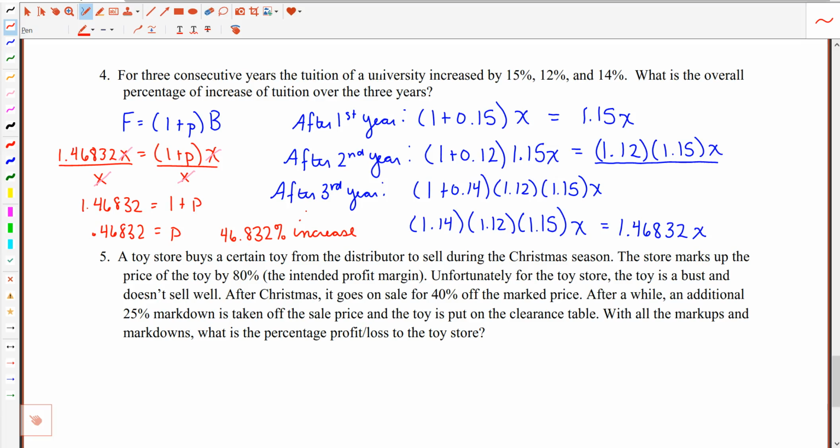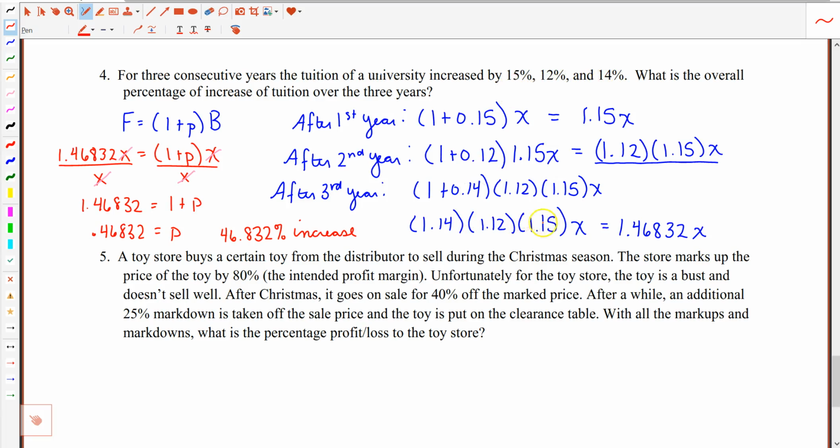So increasing the tuition by 15% and then by 12% and then by 14%, whatever that final tuition is, represents about a 47% increase based upon what it had started at. In these types of problems, sometimes it's helpful to not do all these intermediate multiplications so we can actually see what's going on here.